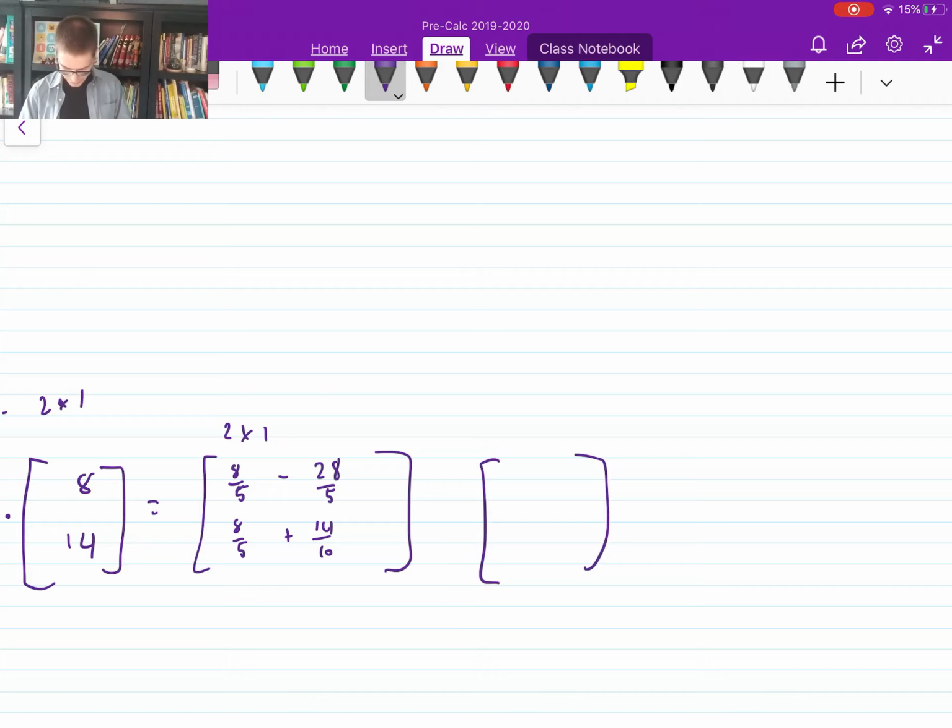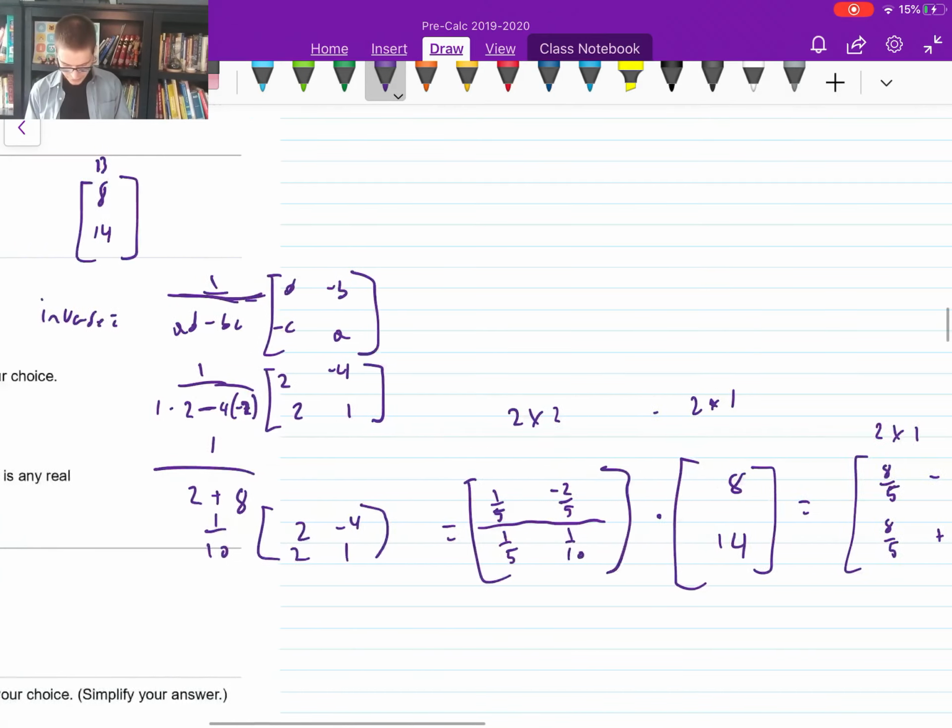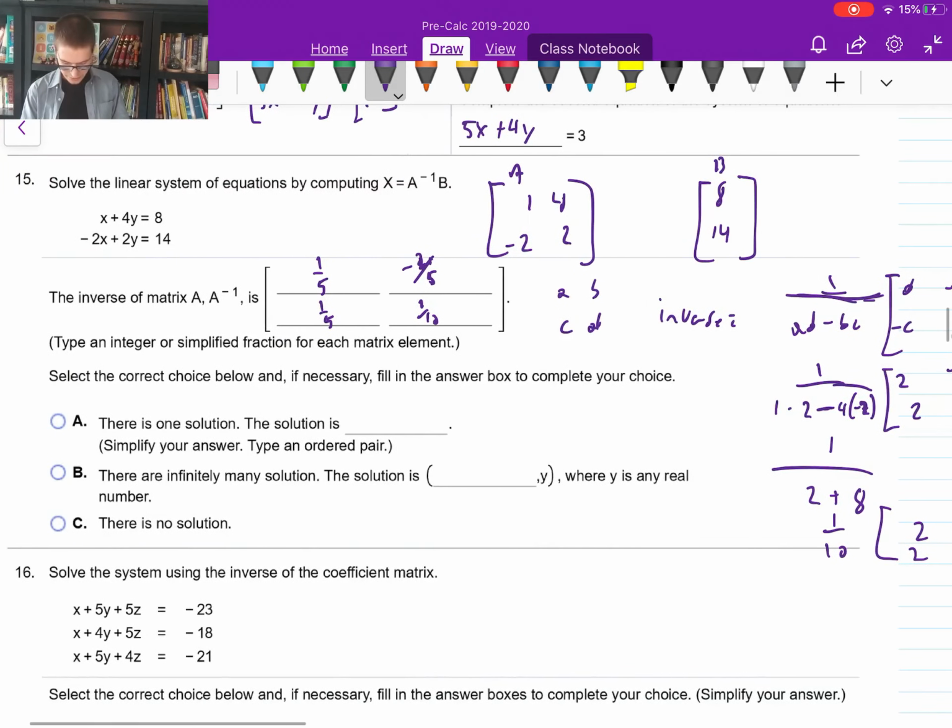Negative 20 over 5 is negative 4, and then 8 over 5 plus 14 over 10 is the same thing as 16 over 10 plus 14 over 10, which is 30 over 10, which is 3. Okay, so negative 4 and 3 is our answer. The solution is negative 4, 3. And that's our answer. Great.